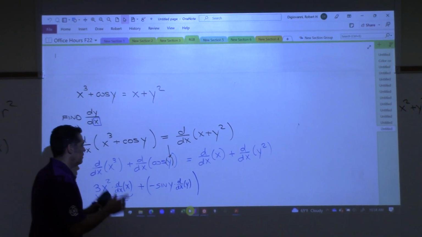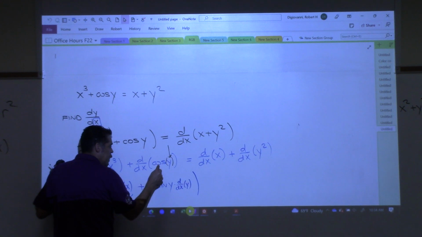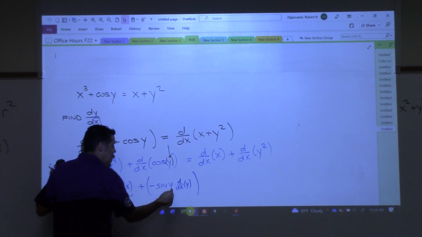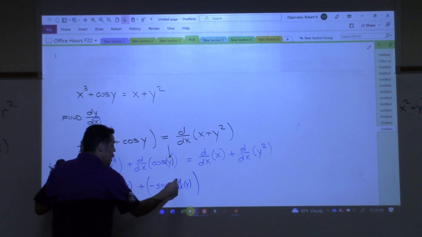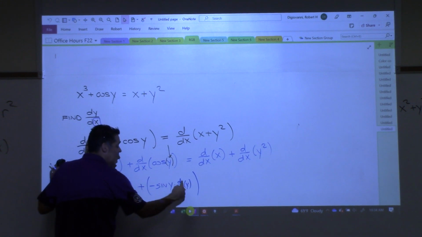I'm done with that derivative. Let me run through it again. I'm trying to take the derivative of cosine of something, right? The derivative of cosine of something is negative sine of that something times the derivative of what's in here, but that means the derivative with respect to x of y, which does not turn out to be 1.